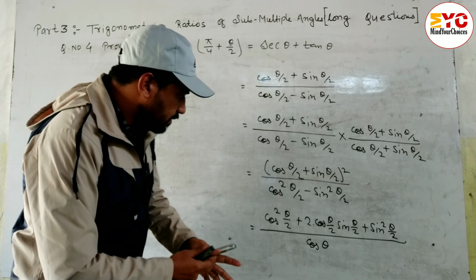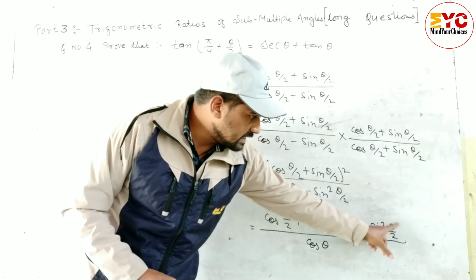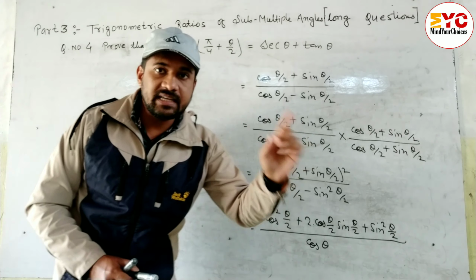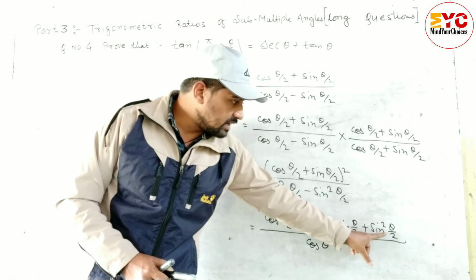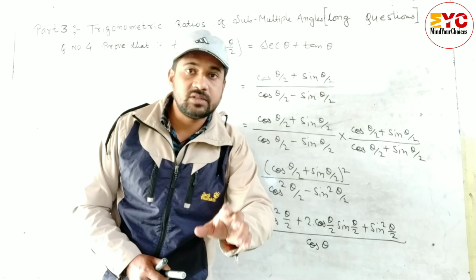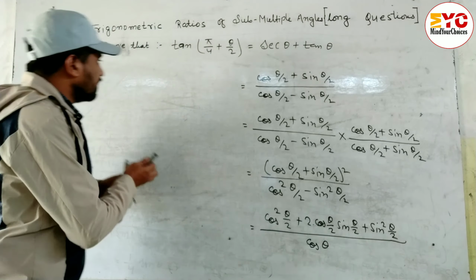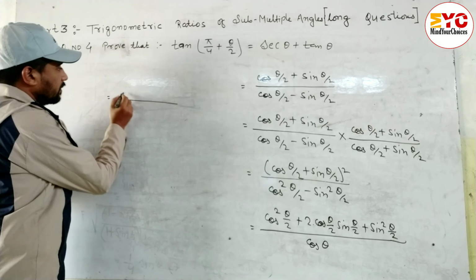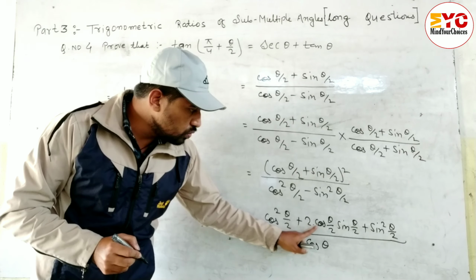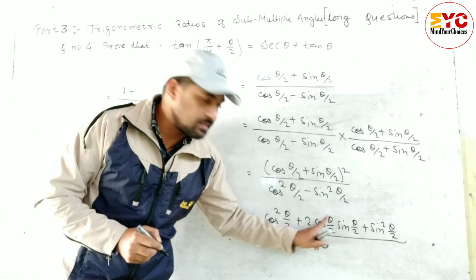You can see here, this is in the form of sin square theta by 2 plus cos square theta by 2. Sin square theta plus cos square theta is equal to 1. It means the value of theta, what is here? Theta by 2. So sin square theta by 2 plus cos square theta by 2 is equal to 1. So we can write here 1. Write down here 1. Plus, now you can see here 2 sin theta by 2 cos theta by 2.